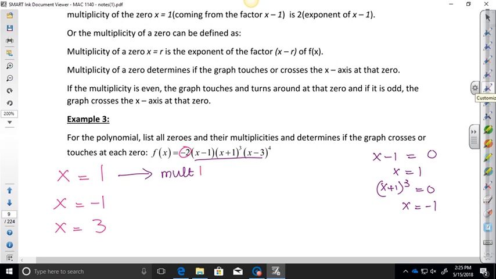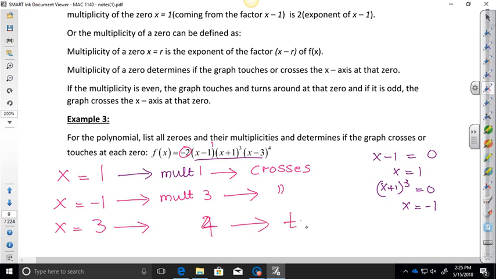Multiplicity is 1 because the exponent is 1 there. So what does it do? Crosses. Crosses what? The x-axis, okay? The graph crosses the x-axis. At -1, multiplicity is 3. It does the same. Crosses the x-axis. That's -1. What's the multiplicity of this one? 2. So, 4, which is even, so it touches.